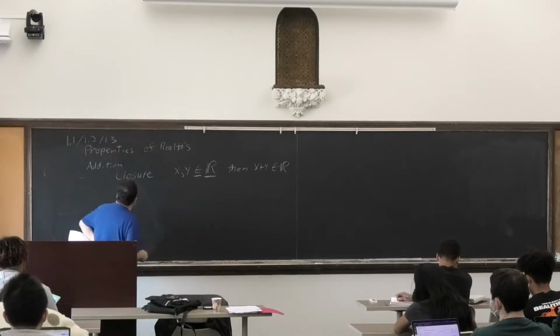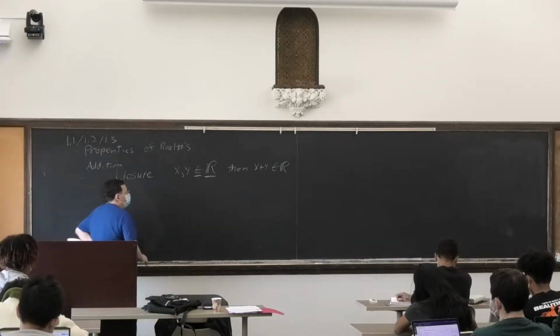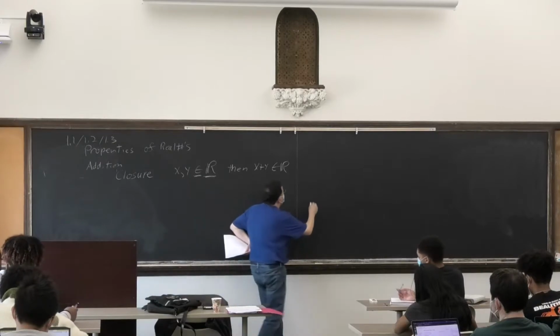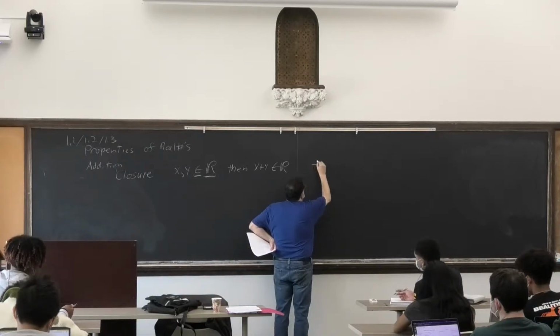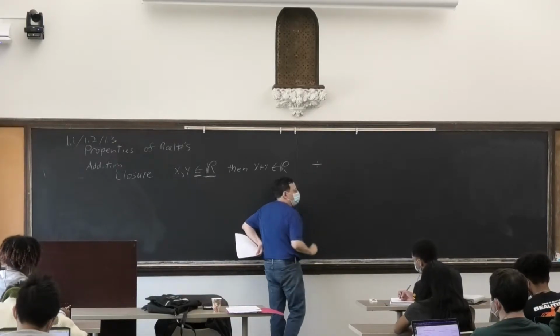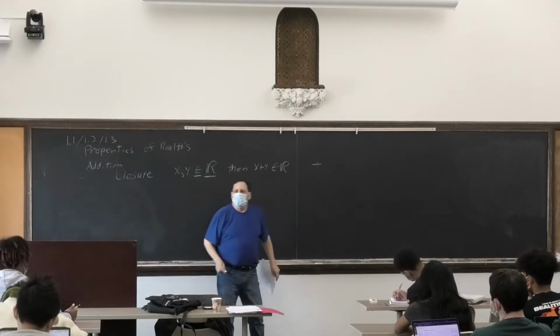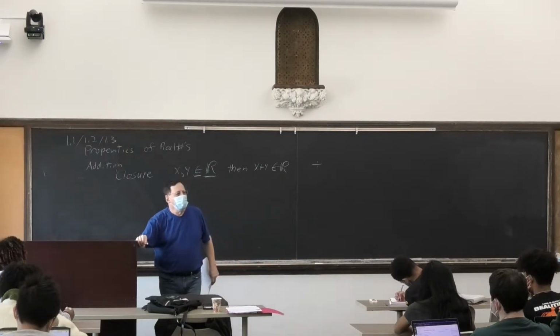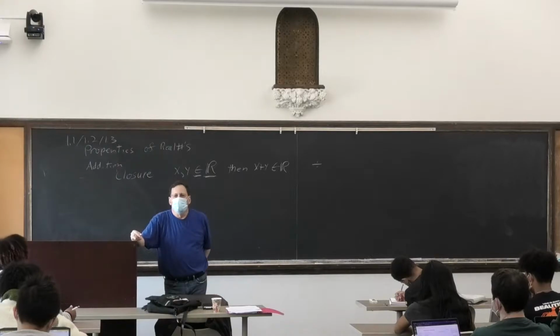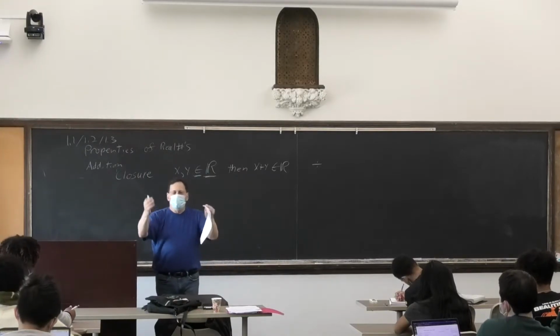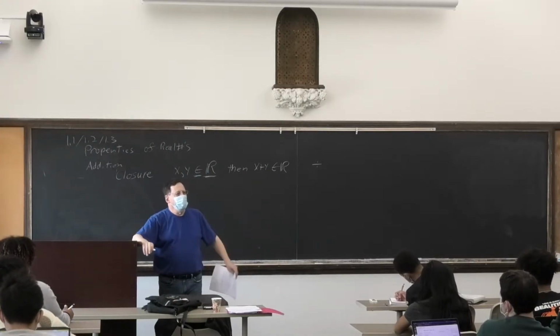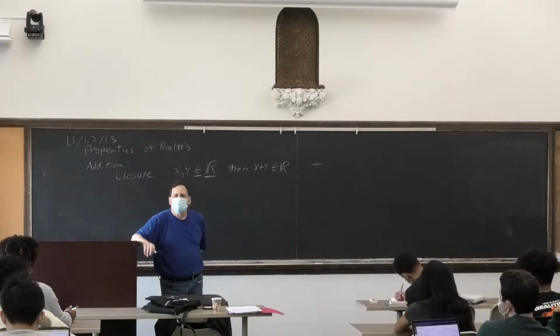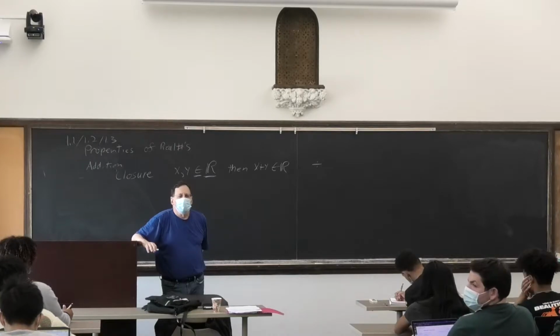If you think about division, division is not closed. Why is division not closed? I mean, you take two numbers, you divide them, you always get a number? No, because... Oh, because of zero? Because of zero, yeah.